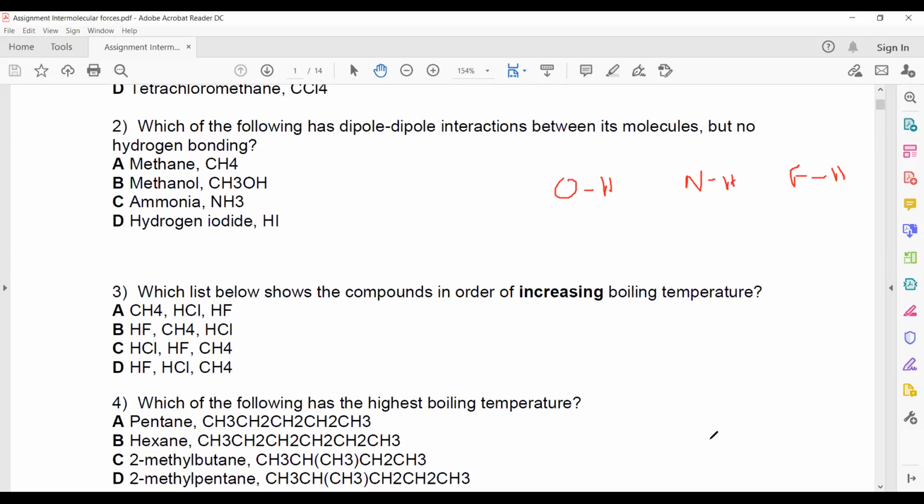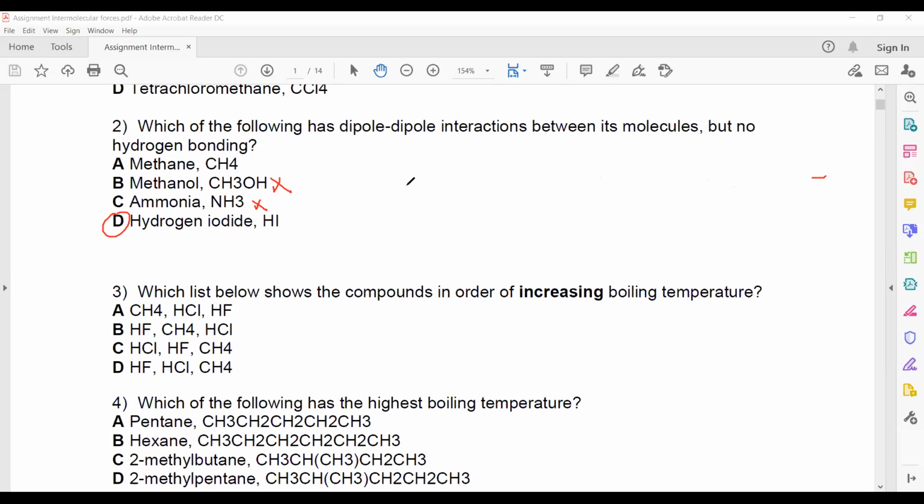So D is the right answer. Why is D the right answer? Because first, no hydrogen bond. As you can see in methanol, there is OH, so there will definitely be hydrogen bonding. Ammonia, there will be hydrogen bonds. So B and C cannot be the answer.